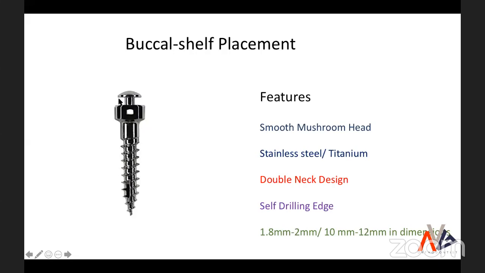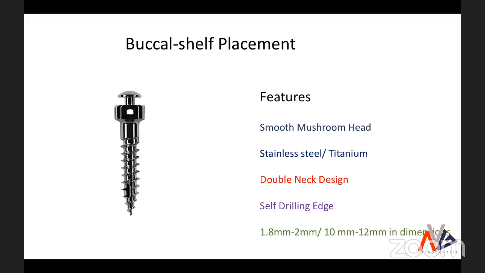screws for extra-alveolar placement, because they're very stiff. The coefficient of hardness is pretty similar to that of the bone itself. Double neck design to make it more smooth. Self-drilling edge for easy advancement into the bone. And what I prefer using is a 10 millimeter or 12 millimeter length screw, 1.8 or 2 millimeters in width.